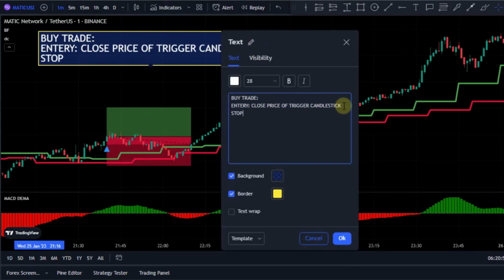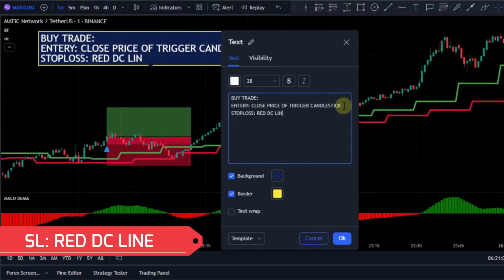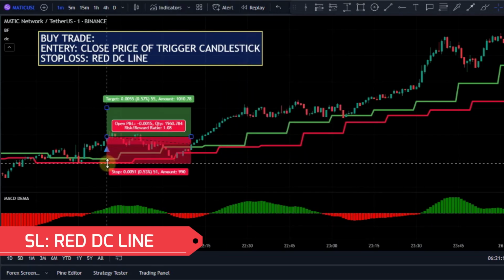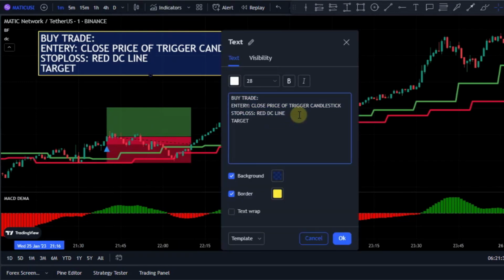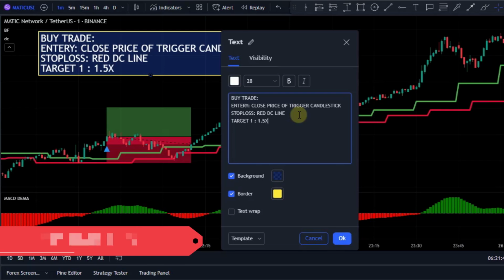You should place the stop loss under the red Donchian channel line. And the proper target for this setup is to use the risk-reward ratio of 1 to 1.5.